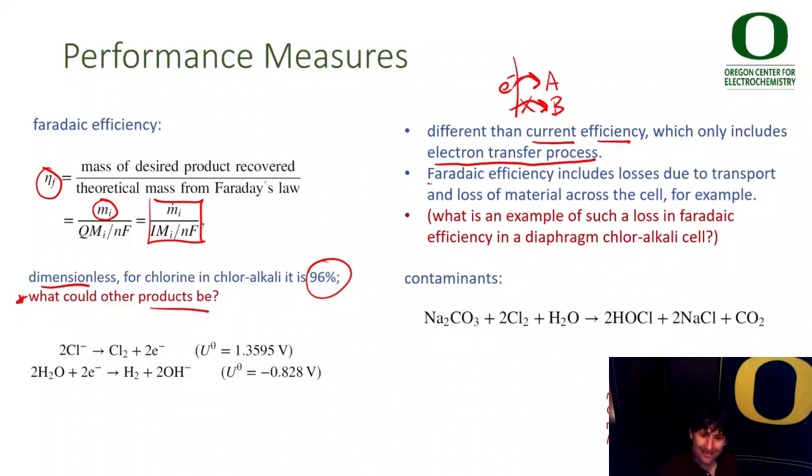And Faradaic efficiency, in fact, includes losses from all other processes, including transport and loss of material across the cell. For example, flow of chlorine into the cathode stream when you want to keep it in the anolyte. I'd like you to think about this as well. Contaminants in the electrolyte, for example, carbonates, can also affect the process, for example, reacting with chlorine and forming other species that cannot be as easily collected as chlorine gas.